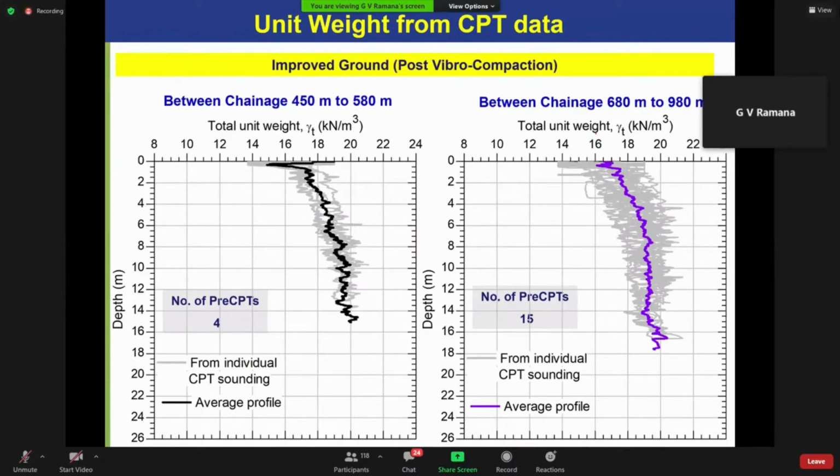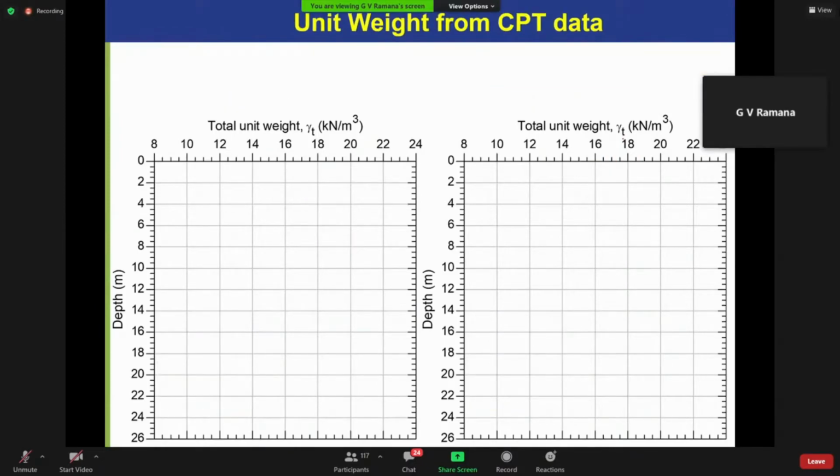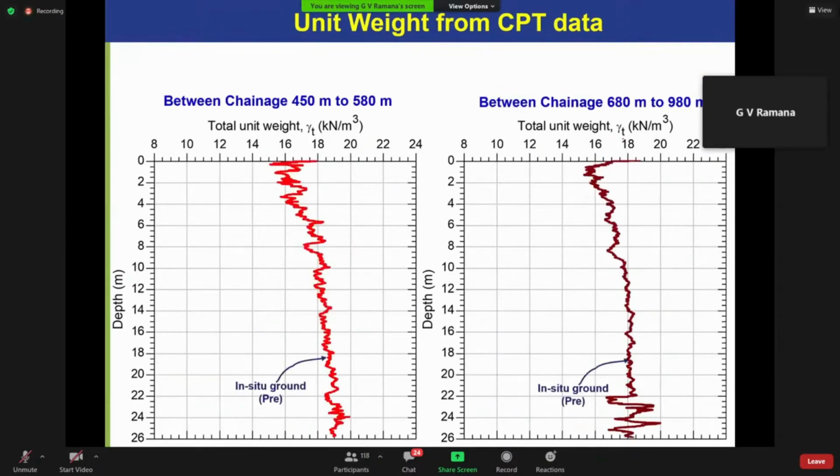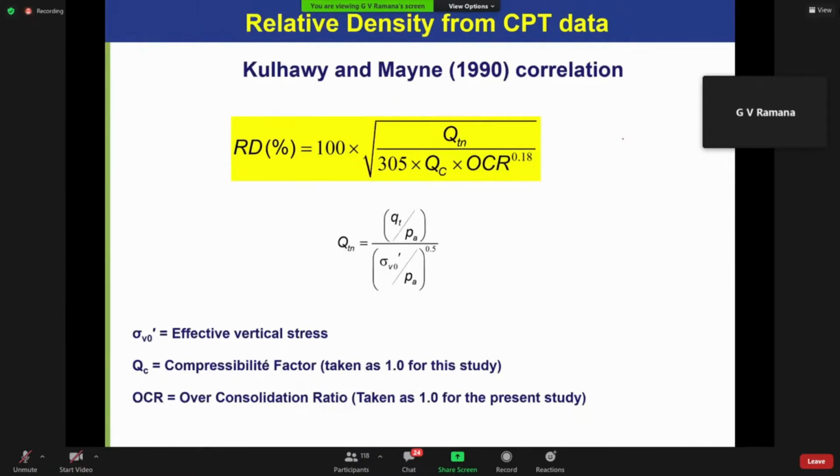So we tried to look at what is the average profile after. It is going to be about 18 and 19. But it is very difficult to use these correlations. So this is the pre at 2 locations, and this is the average post at the 2 locations. So there is an increase in density, but it should be converted to relative density.